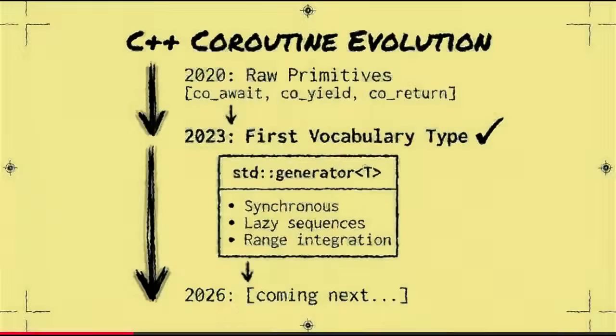C++23 gave us std::generator. The first vocabulary type. Yes. And it's significant because it's synchronous. It's for lazy sequences, generating numbers, traversing trees. It proved coroutines aren't just for async I/O.